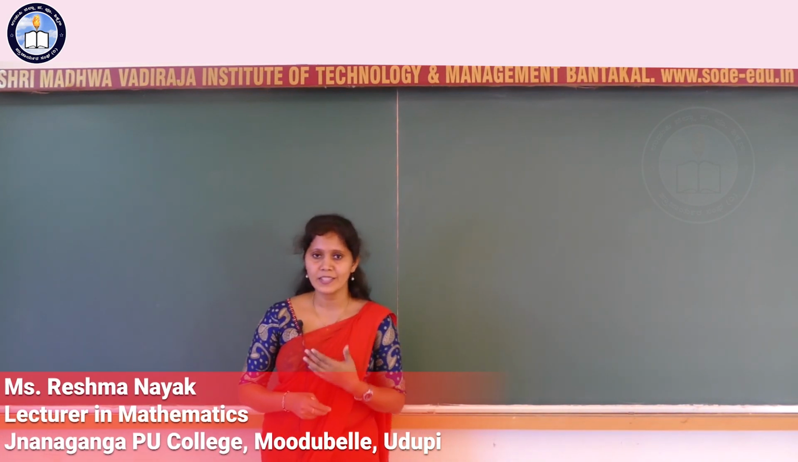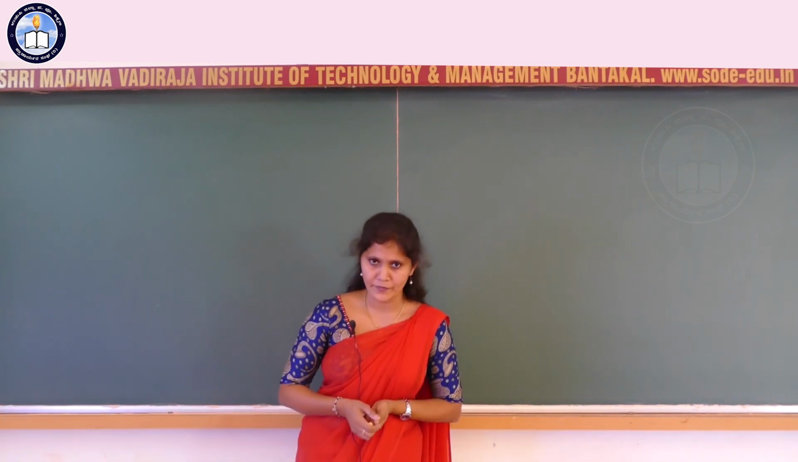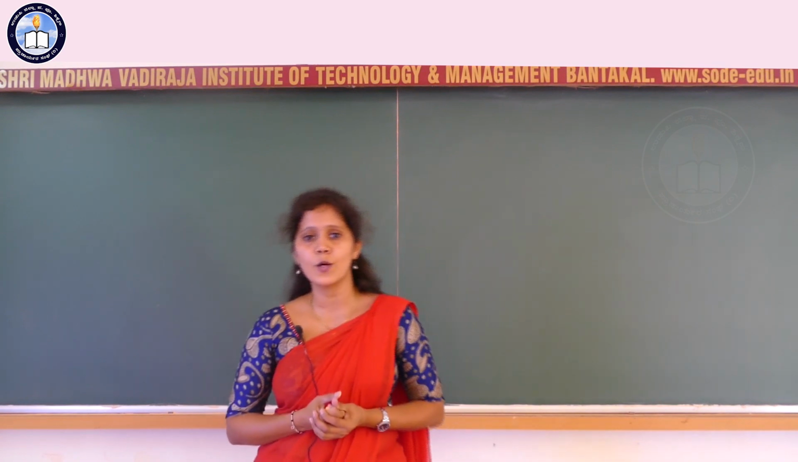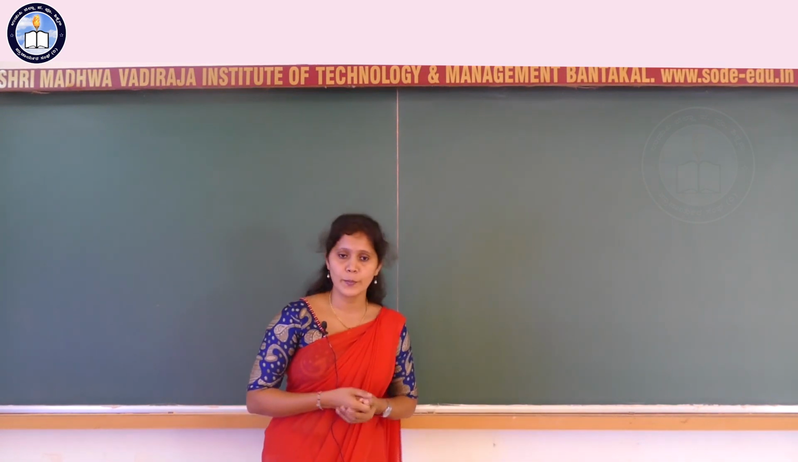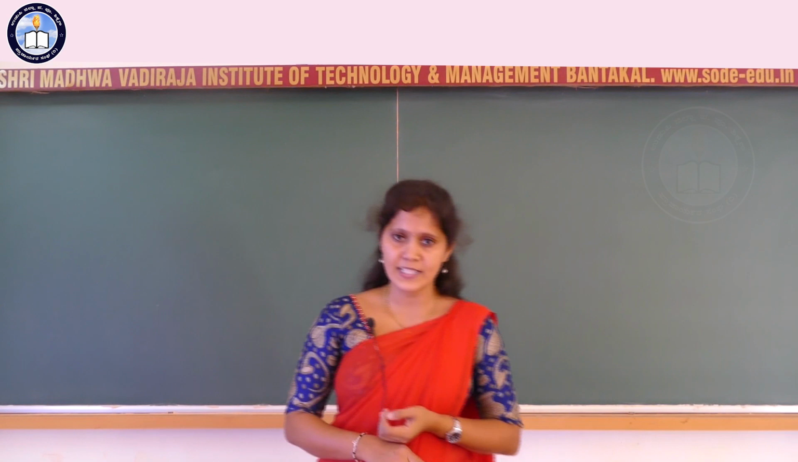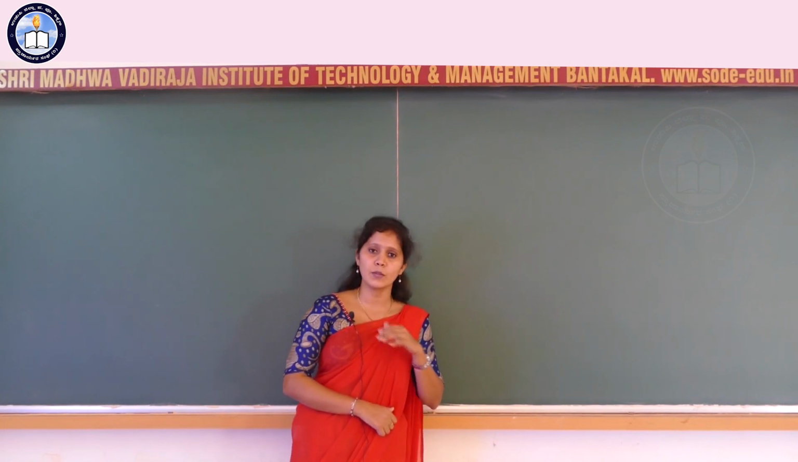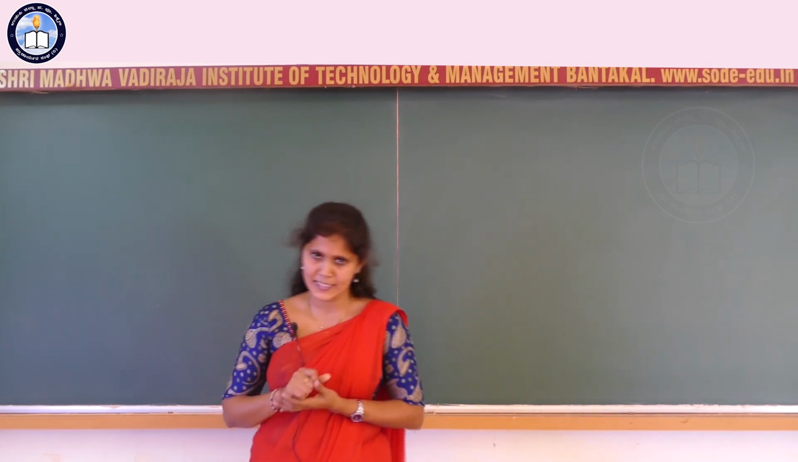So far we have discussed the introductory part of straight lines, the slope of a line, and also the different forms of equation of a line. As the first form we considered the slope intercept form. What is meant by slope intercept form? If the slope of a line is given and the y-intercept is given, then we can consider the slope intercept form, that is y is equal to m into x plus c.